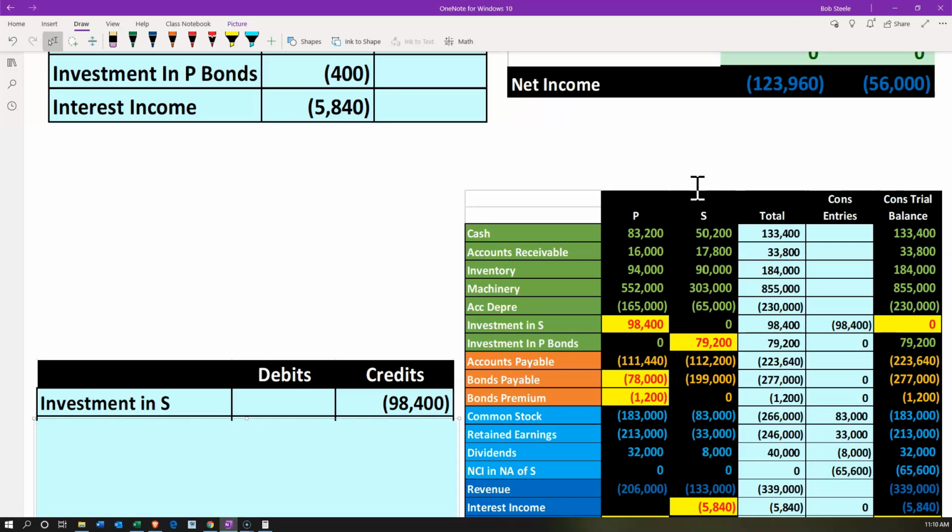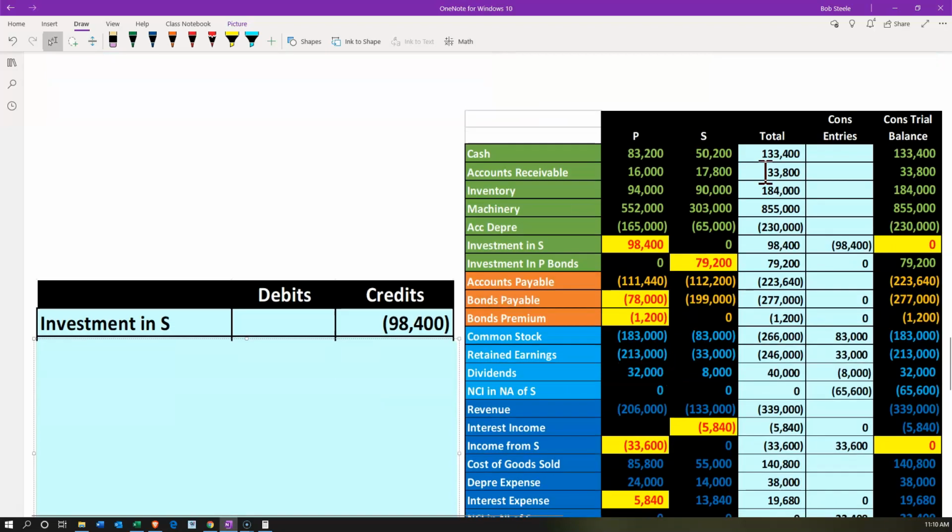Our first step, of course, as always, will be to sum them up. So we're going to add them up. So we added up P and S here. This is our total before consolidation or elimination entries. We're entering the elimination or consolidation entries here. We're going to enter these up until the point in time, the journal entry that we are currently working on.